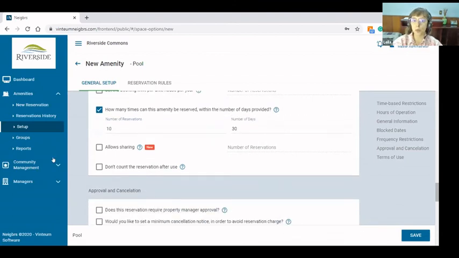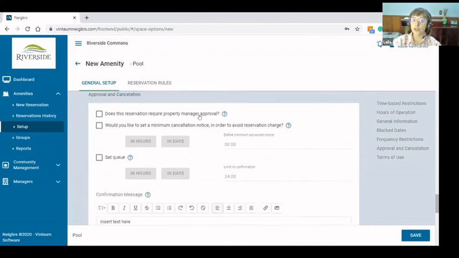Since I've set up a pool, I probably want to include some sharing. So I've said the maximum capacity is 4. So I can allow 4 people to book the pool at the same time. So this is a new feature of ours responding to COVID. We've seen that people want to book an amenity more than one person at a time, which we never used to see. So we've responded to that, and this is a really great new feature that we've added.